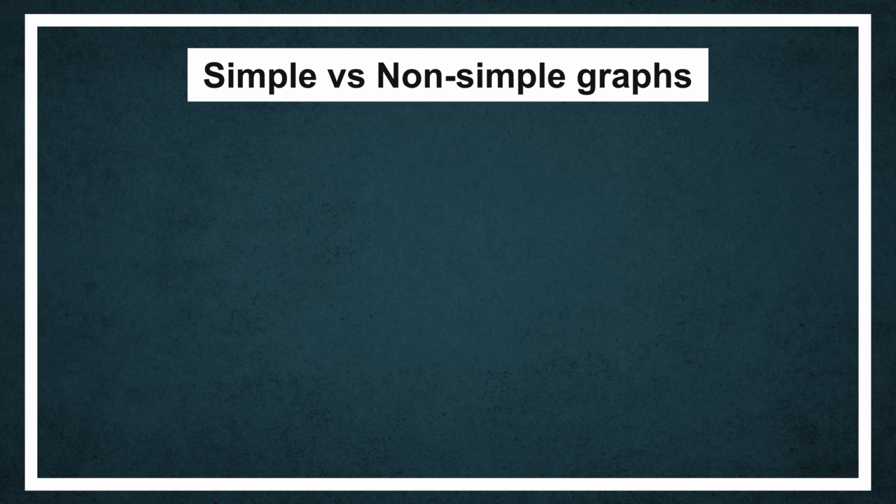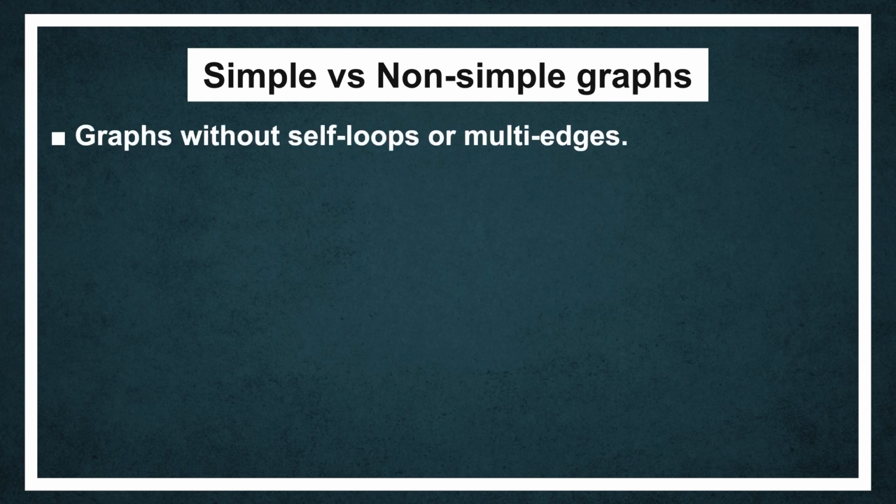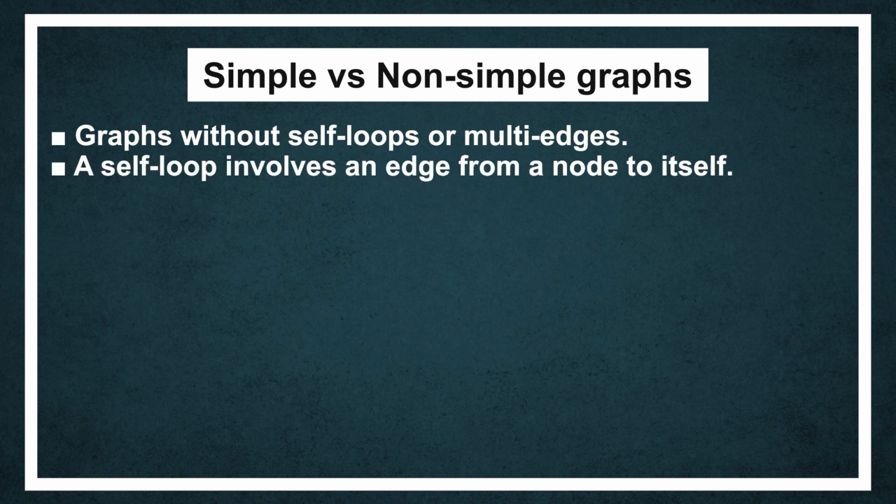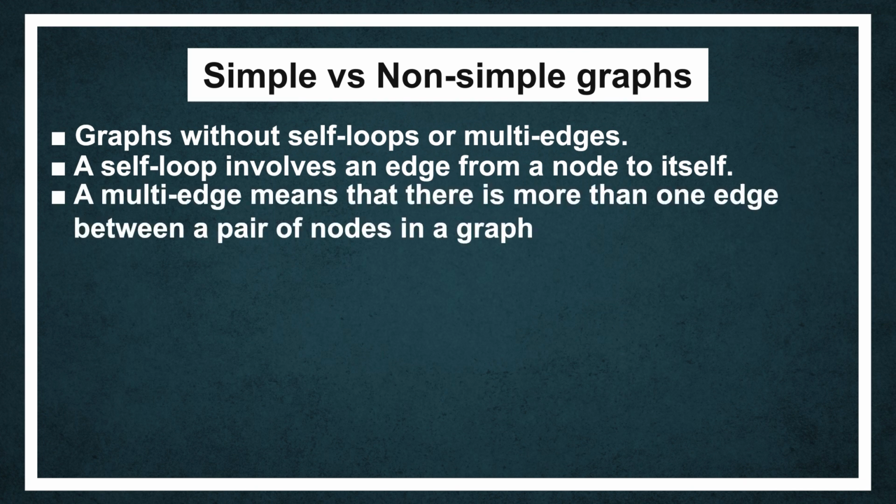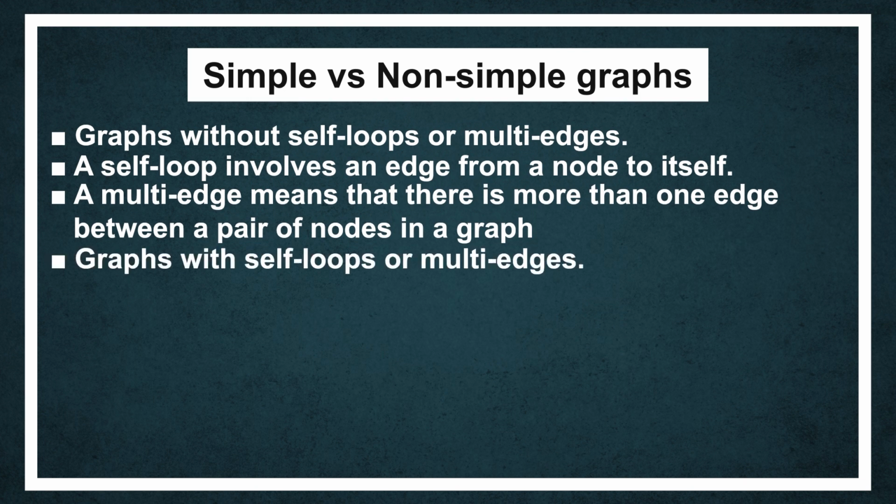So, simple versus non-simple graphs. A simple graph is a graph without self loops or multi edges. A self loop involves an edge from a node to itself. A multi edge means that there is more than one edge between a pair of nodes in a graph. So, self loops and multi edges necessitate special care while working with graphs and graph algorithms. Simple graphs are devoid of such structures. Self loops do occur in gene regulatory networks, where a gene can inhibit its own synthesis, thus resulting in a vertex connected to itself.